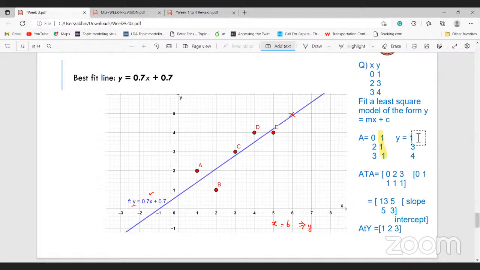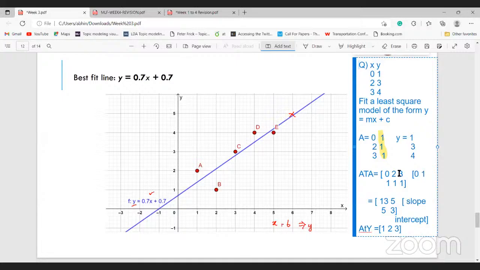If you are taking the dummy column as the last column, then your intercept will be the last variable. If you take it as the first column, then your intercept will be the first variable. So it will be intercept and then slope if the dummy column is the first column. Yeah, that is very clear.